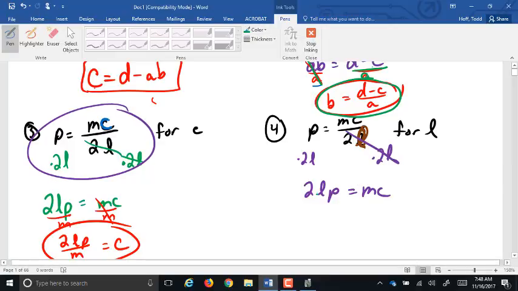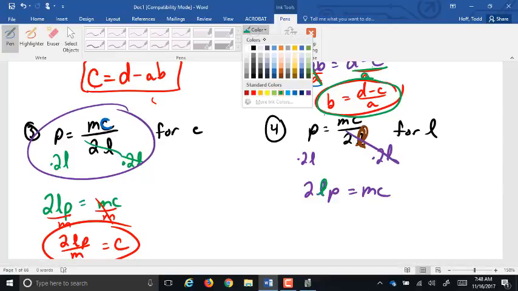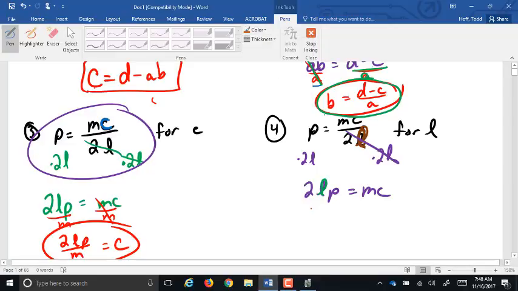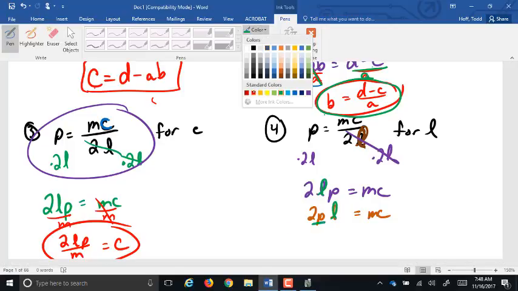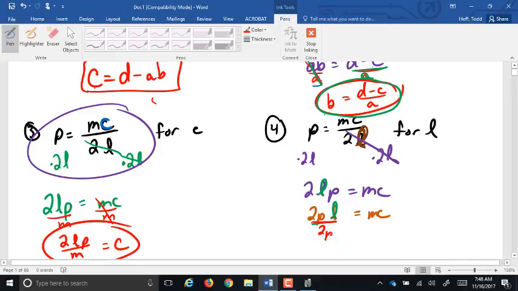Now we are still solving for L here. I'm going to rearrange this a little bit so that it is 2PL like that. Now when you look at it like this, you can see that L is being multiplied by the 2P. So to solve it, we're going to divide by 2P. So L is equal to MC over 2P.